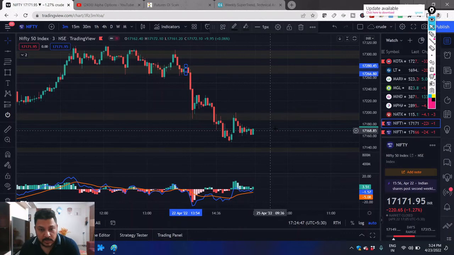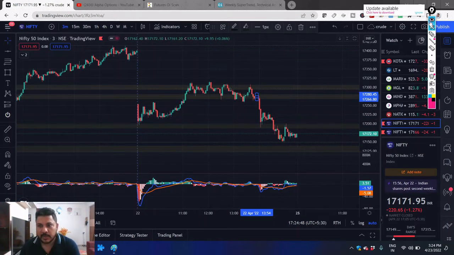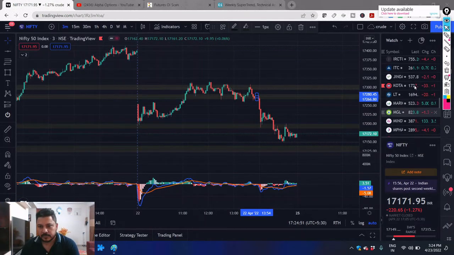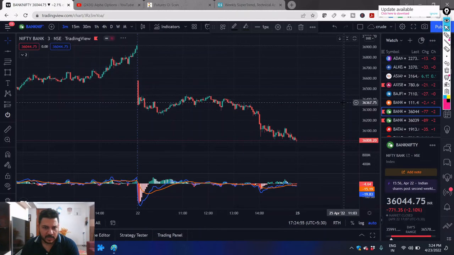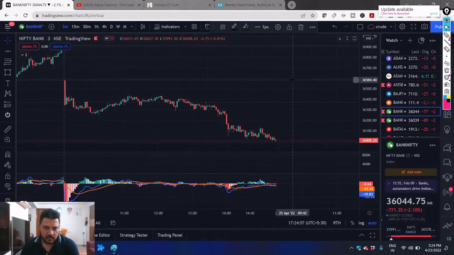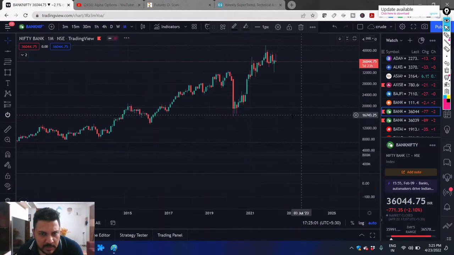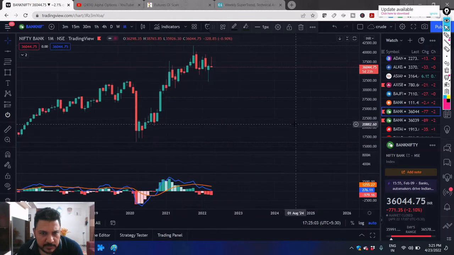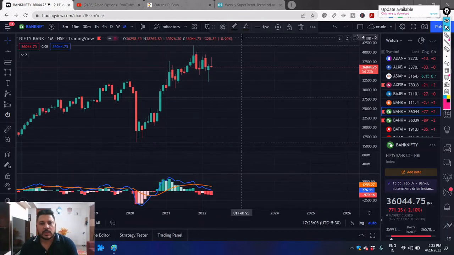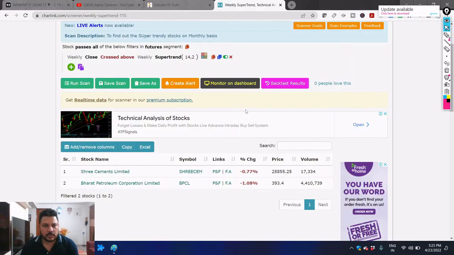So this is about Nifty. The same thing can apply to Bank Nifty, which I'm not going to take you through, but you can definitely try it as your homework, to play around and figure out which are the levels for Bank Nifty in a similar fashion. Okay, so now let's go to our weekly super trend strategy.